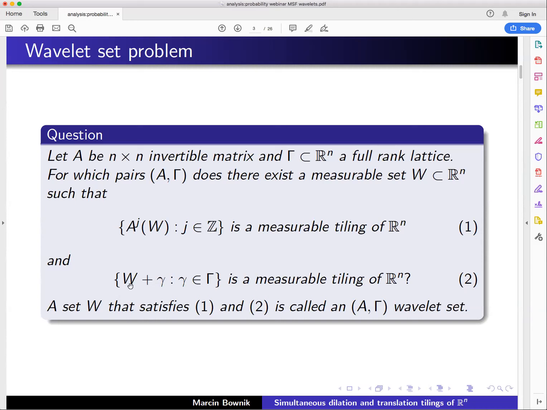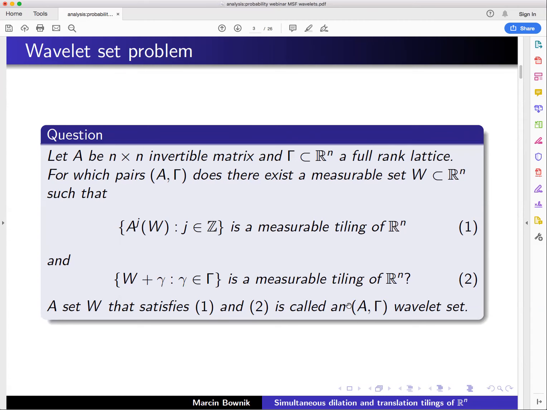The second property is that when you translate your set W by points of the lattice, you have a measurable tiling of R^n. This is often called a fundamental domain. So those two things have to be satisfied. Whenever they're satisfied, you have a wavelet set.